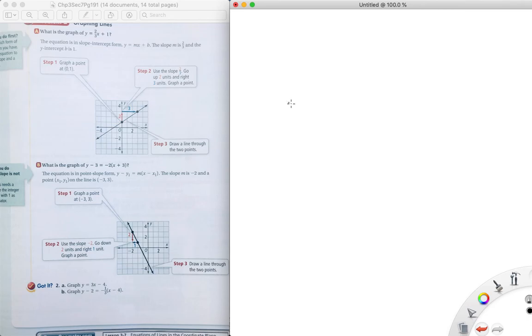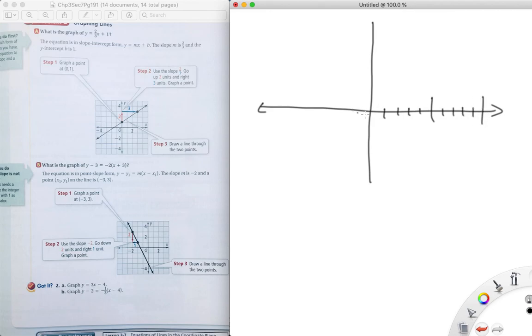They want me to graph those things. I can sort of make up a graph. Let's make up a graph. Why does everything have to be at 4? 1, 2, 3, 4, 5. 1, 2, 3, 4, 5 on each axis.